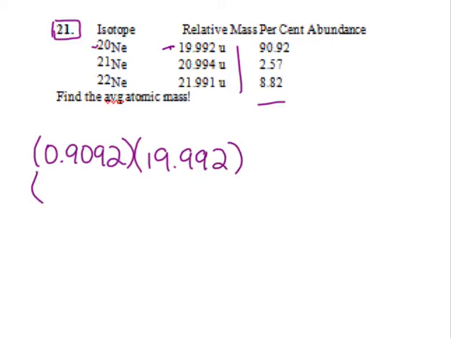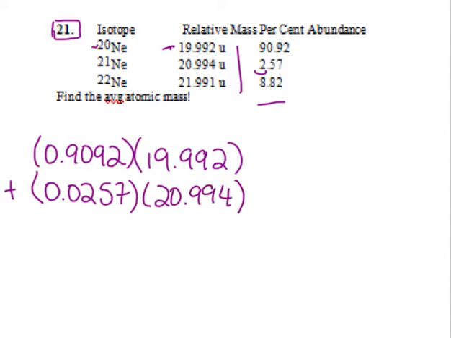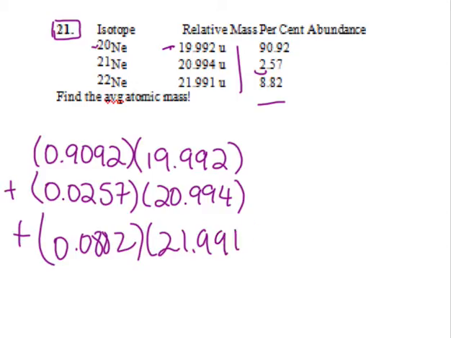You take your percentages of your categories and you're going to add them up. And we're going to add it to 0.0257. I'm just going to caution you here. So many students just want to say 0.2 because they forget. You got to move it over twice, that decimal, so watch yourselves. We're going to multiply that by 20.994. And then we're going to add it to our final weighted average, 0.0882 times 21.991. And we're going to add those up.